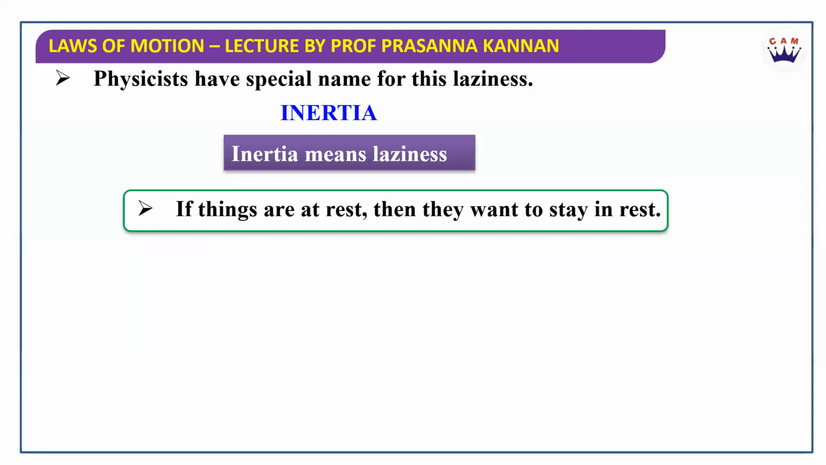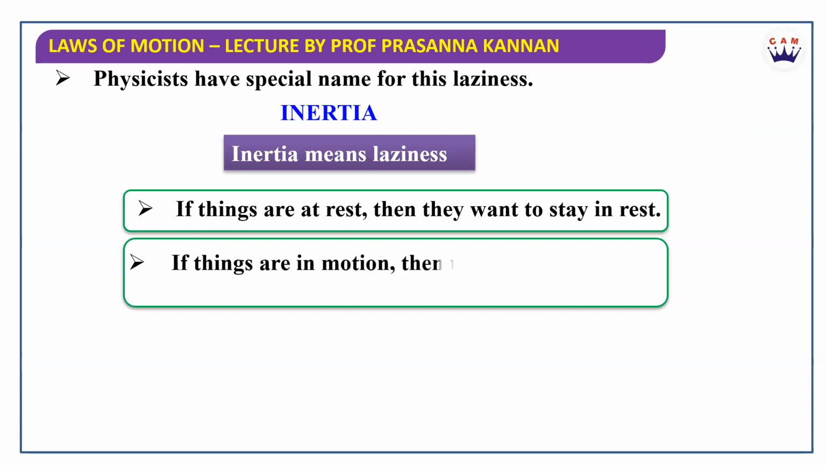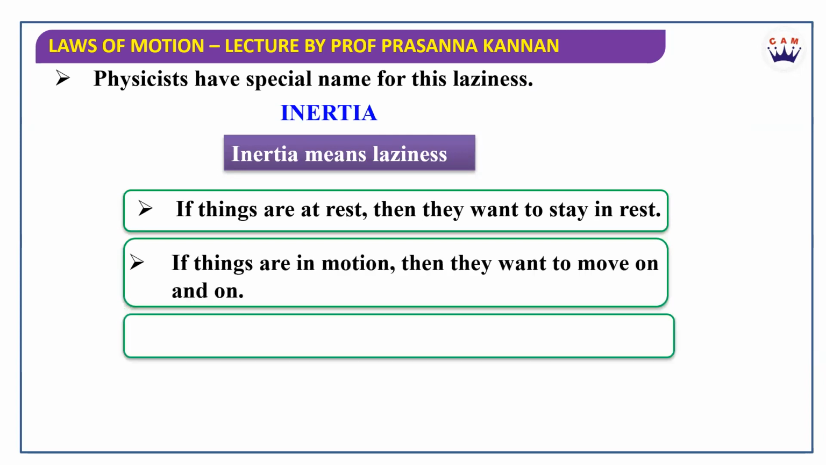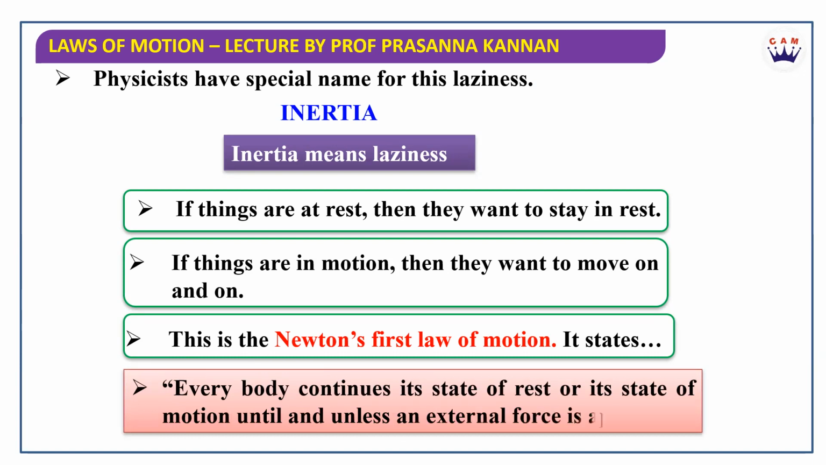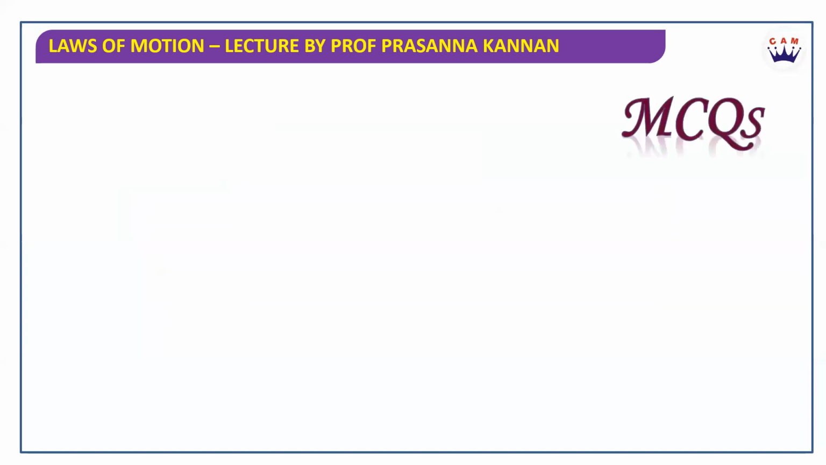Okay. If things are at rest, they want to be at rest. If things are in motion, they want to continue being in uniform motion. This is Newton's first law, guys. What is its state? Now look into it. Every body continues to remain in a state of rest or in a state of uniform motion until and unless an external force is applied.